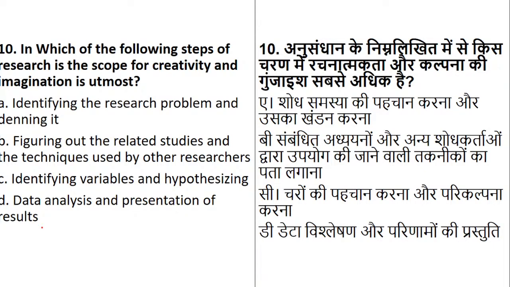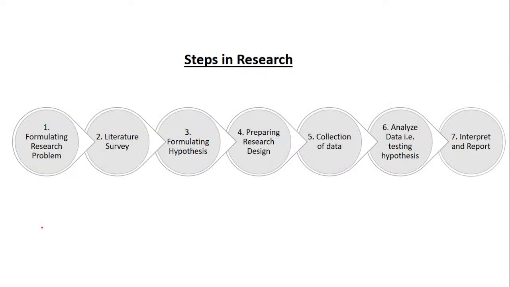So when we talk about research steps, first of all, let's see the research steps. Okay, formulating a problem, that is research problem, identifying a problem, you can say. Listing the literature review or literature survey. Formulating hypothesis. Preparing the research design, collection of data, analyzing the data, and interpret and report the data. Okay, now these are the nominal steps which are followed in research process.